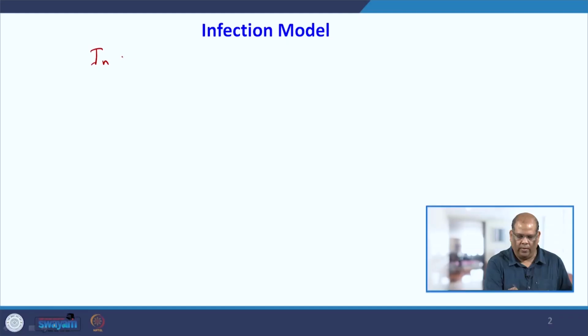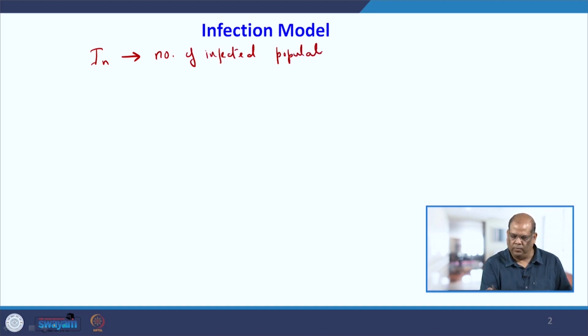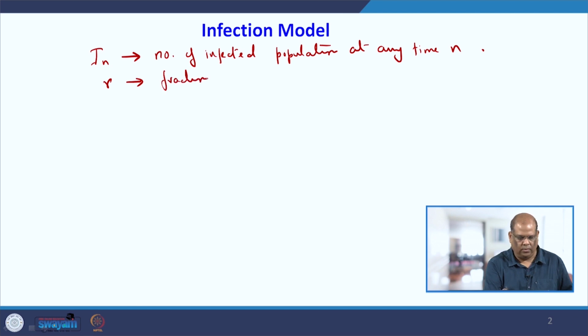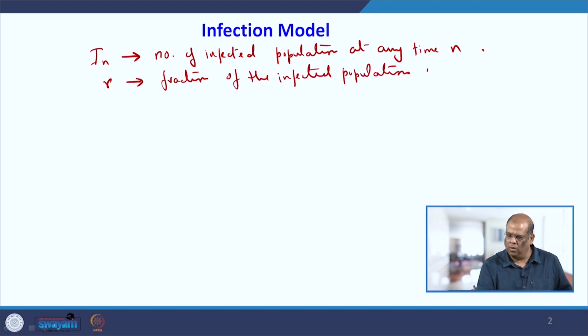So let's consider I_n, the number of infected population at any time n, and R be the fraction of the infected population who has recovered in time n plus 1.